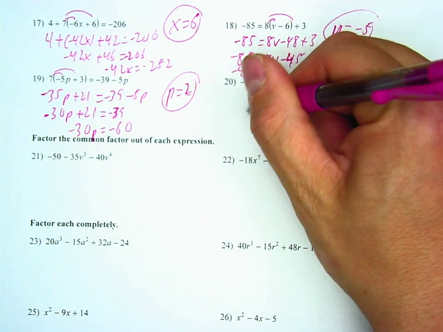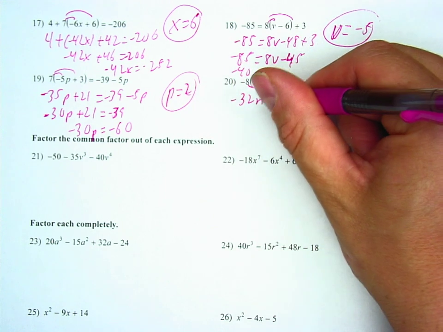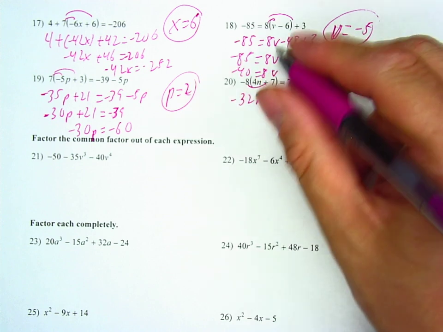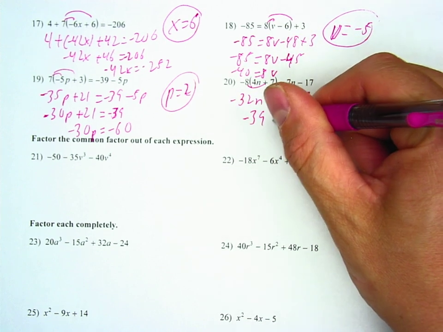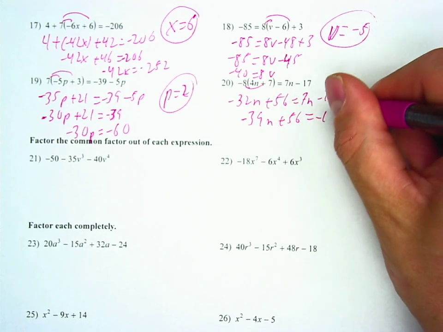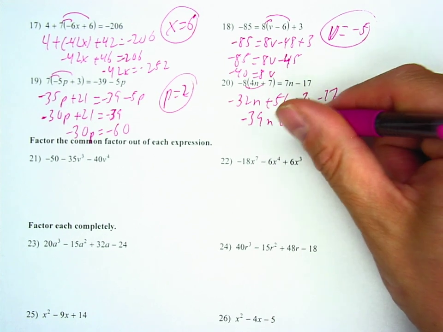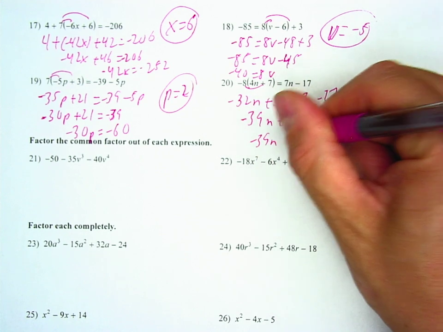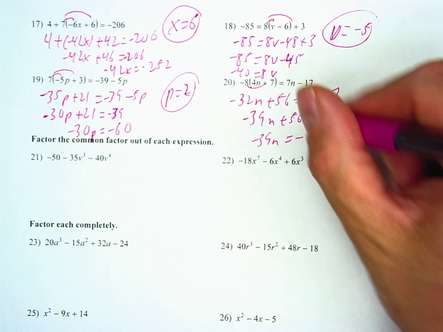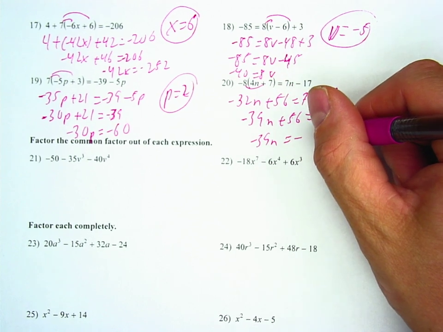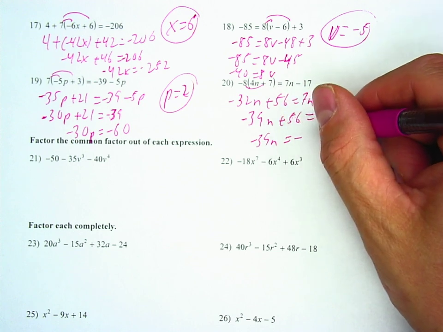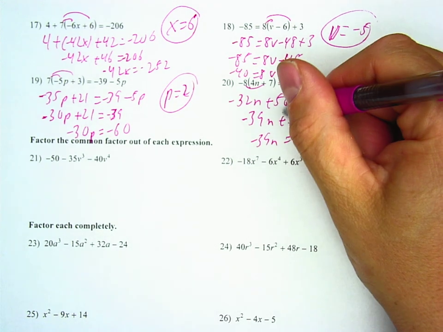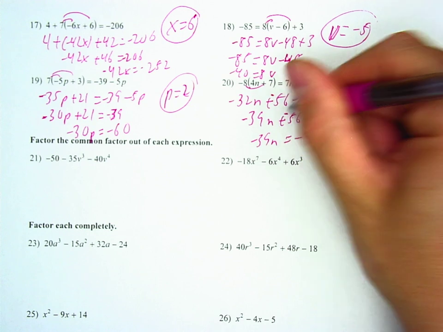Question 20, distribute it again. Negative 32n plus 56 equals 7n minus 17. Taking 7 from negative 32 yields negative 39n plus 56 equals negative 17. These are going to be same signs add when you take 56 from negative 17. So those are going to add together. So negative 39n equals negative... Got a mistake here somewhere. Oh, sorry. It's going to be opposite sign subtract. There's our first mistake.